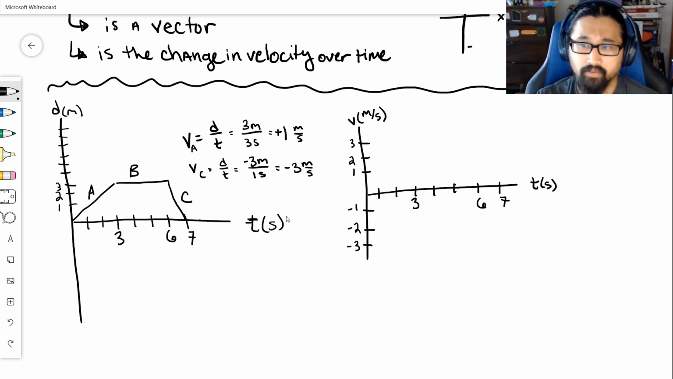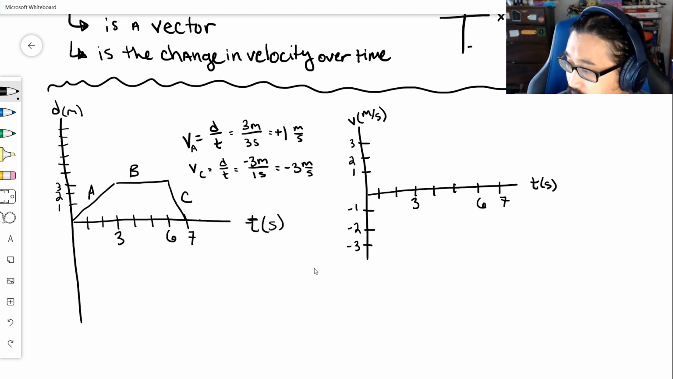Try to remember that velocity is both a speed and a direction. So I could be going 2 meters per second, but if I wanted to make it a velocity, I would have to go 2 meters per second forwards. That would be +2. Or I could go 2 meters per second backwards, and numerically, on a graph, mathematically, that would be -2.